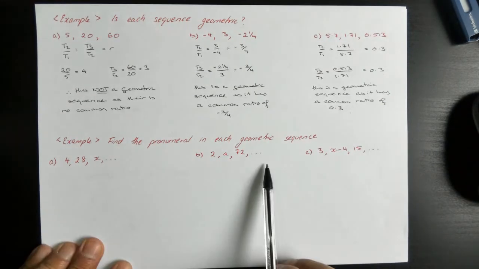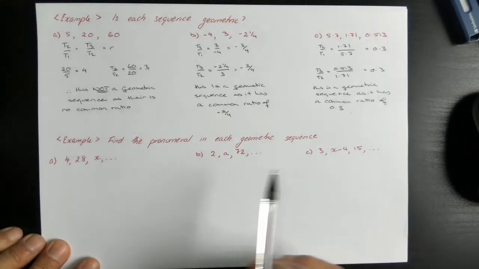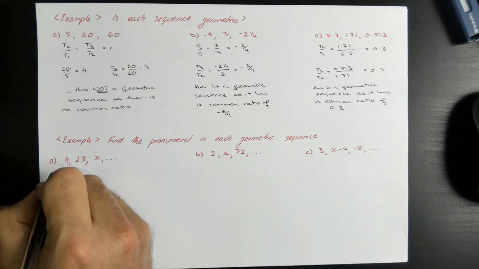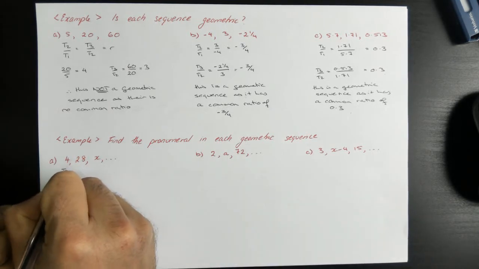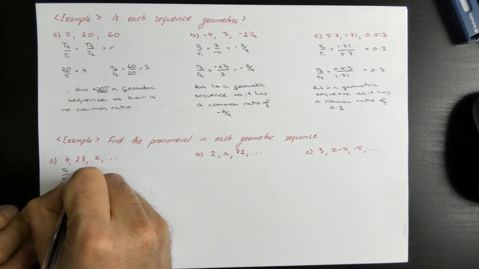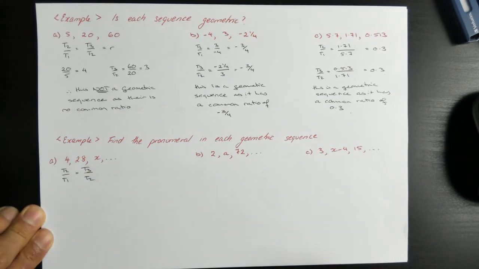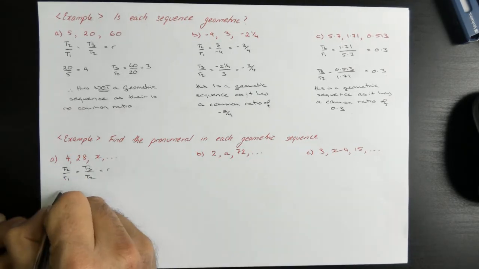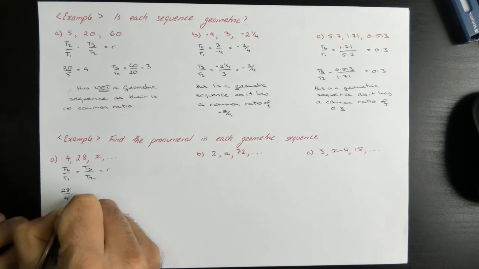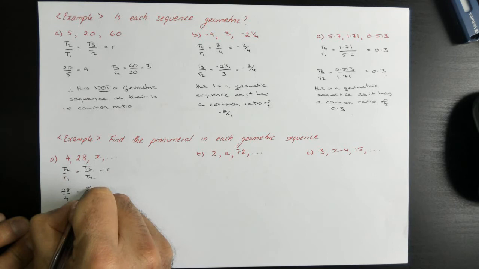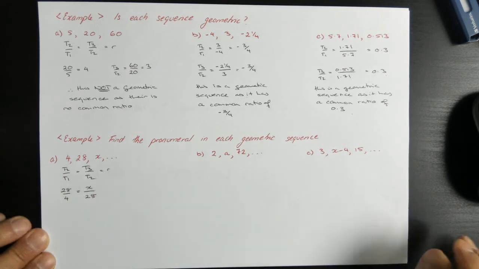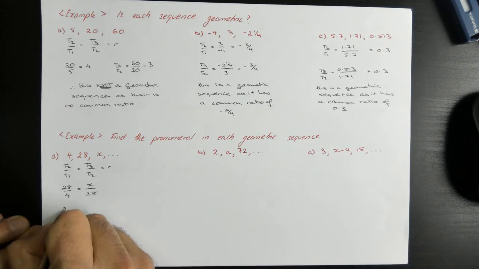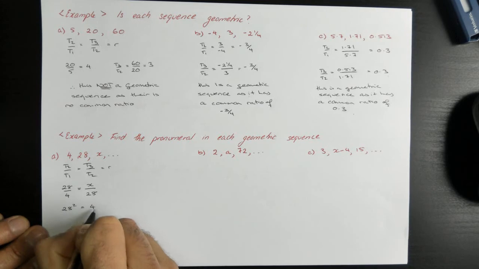All right, let's do these examples. We want to find the missing numbers in each of the geometric sequences. Okay, so if this is a geometric sequence, it will have a common ratio. So that means that T2 over T1 is equal to T3 over T2. That will give a common ratio of R. So plugging in what we know, we've got 28 over 4 is equal to x over 28. Because we have an equal sign, we can cross multiply, so this becomes 28 squared equals 4x.